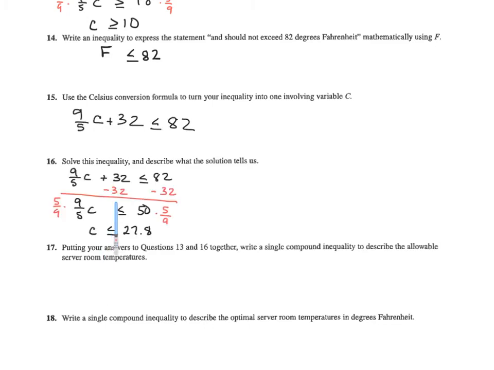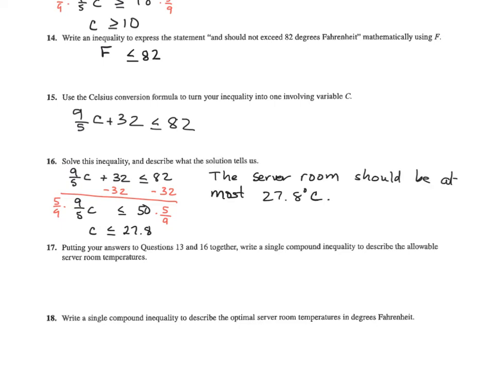Okay, so again, we subtracted 32 from both sides. And that left us with 9/5 C is less than or equal to 50. So how do we divide by 9/5? We multiply by the reciprocal. So 5/9, 5/9. And rounding to the nearest tenth, we get C is less than or equal to 27 8/10. So what does that tell us? It tells us the server room should be no more than 27.8 degrees Celsius, or you could say at most 27 8/10 degrees Celsius. So I'll pause this and write it down.